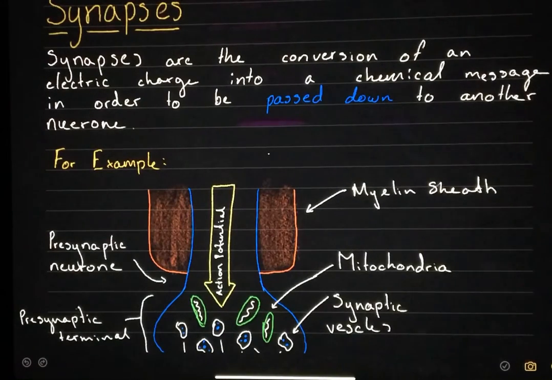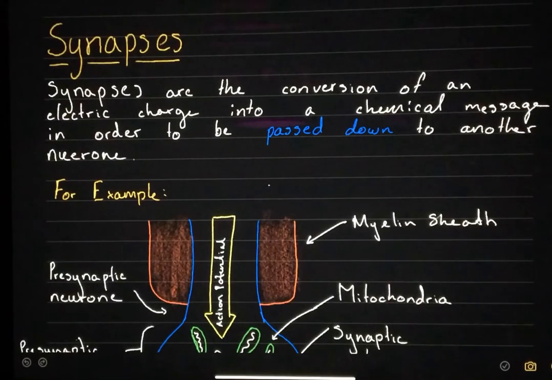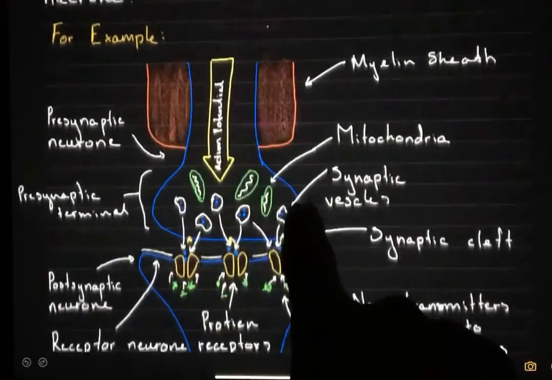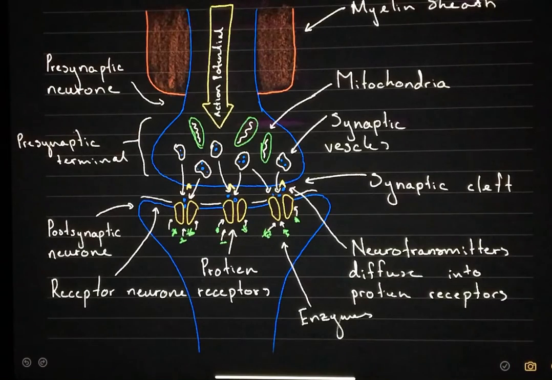Okay, so here we'll cover synapses. Synapses are the method by which each neuron passes down its impulses/information from one neuron to the other. Right? Okay. And it looks scary, but it's actually really quite straightforward.